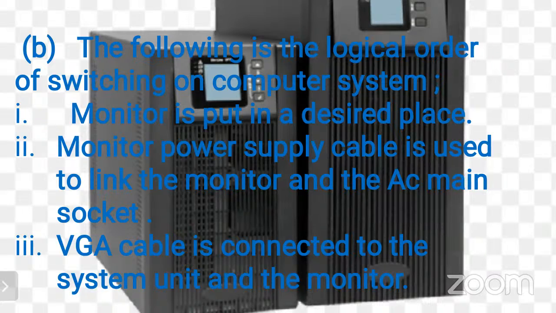I started by saying the following is the logical order of switching on a computer system. Number one, the monitor is put in a desired place. Number two, the monitor power supply cable is used to link the monitor and the AC main socket. Number three, the VGA cable is connected to the system unit and the monitor.